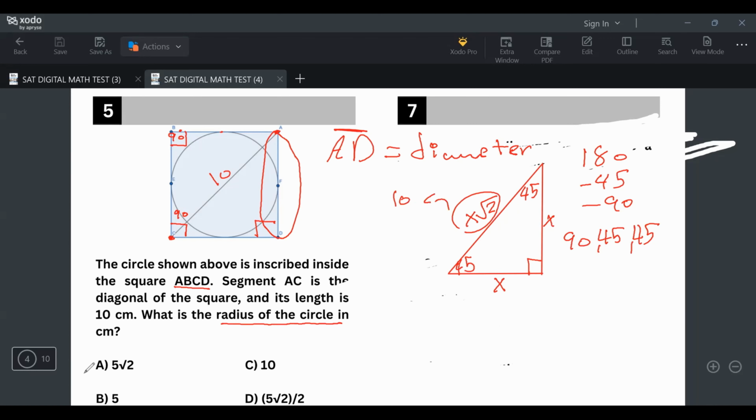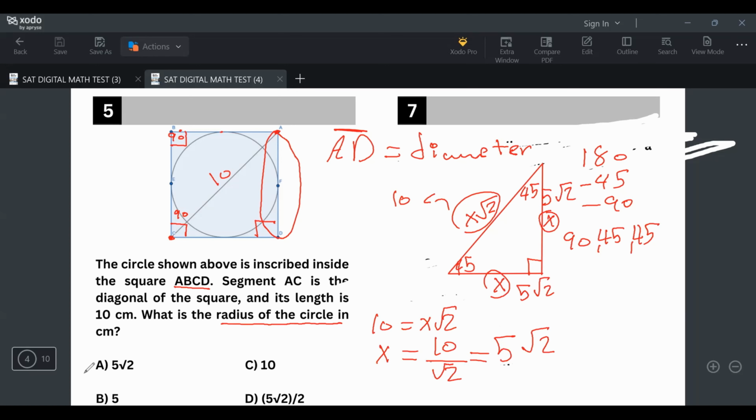So we can say that 10 is equal to x root 2. Solving for x, we get a value of x that's equal to 10 divided by root 2. If you plug it into your calculator, I guess this will equal 5 multiplied by root 2. Okay, so we know that this side is equal to 5 root 2, and that side is equal to 5 root 2 as well.